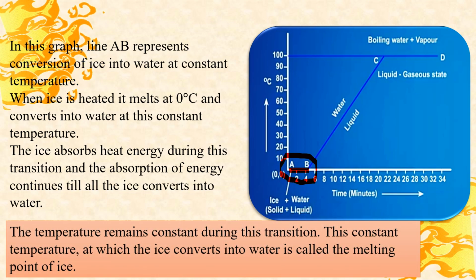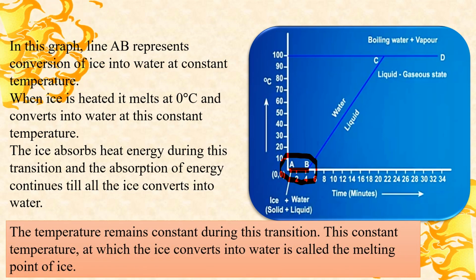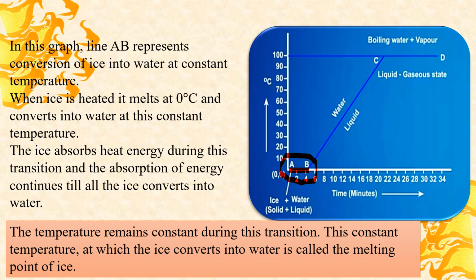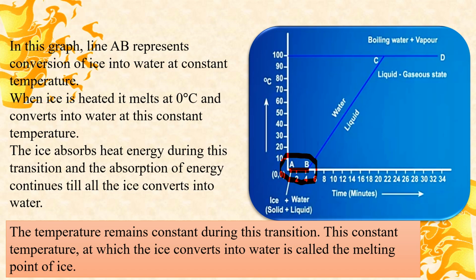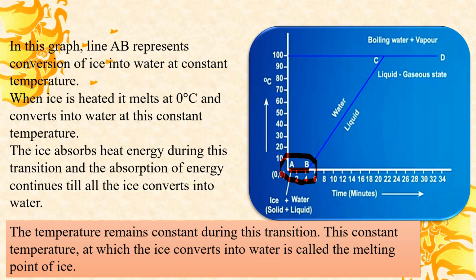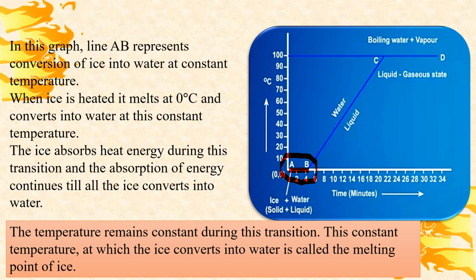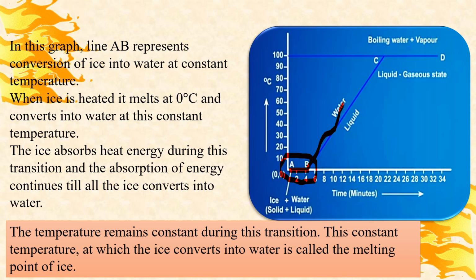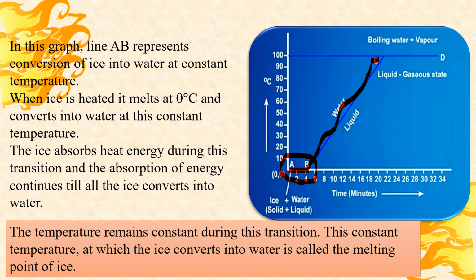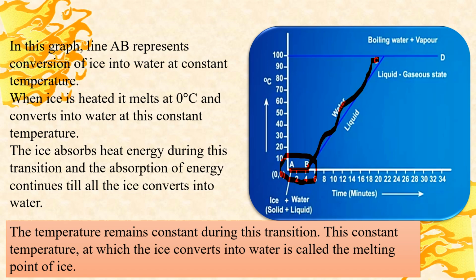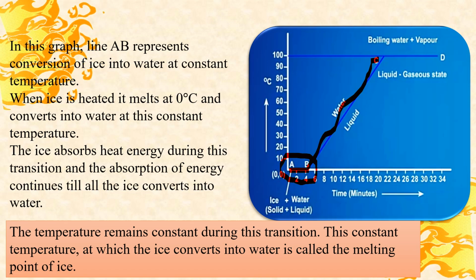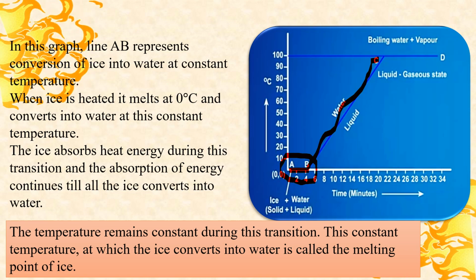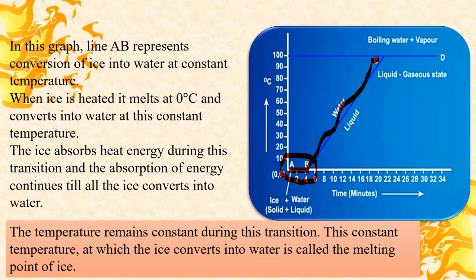So here we say that the temperature remains constant during this transition, right? This constant temperature at which the ice converts into water, see here from B to C, it is the ice getting converted into water. You have to pay attention to this line, okay. So this constant temperature at which the ice converts into water is called the melting point of ice.